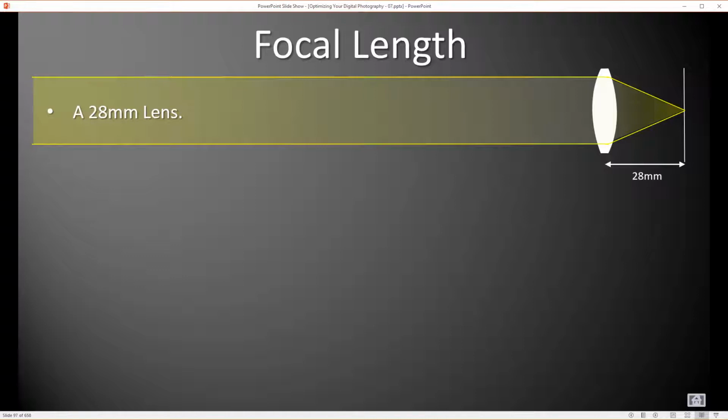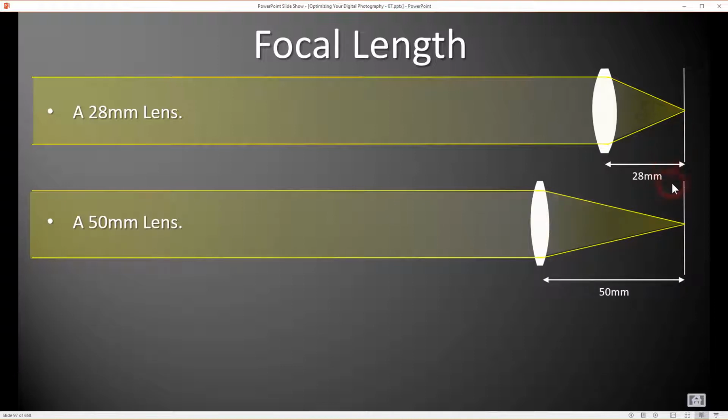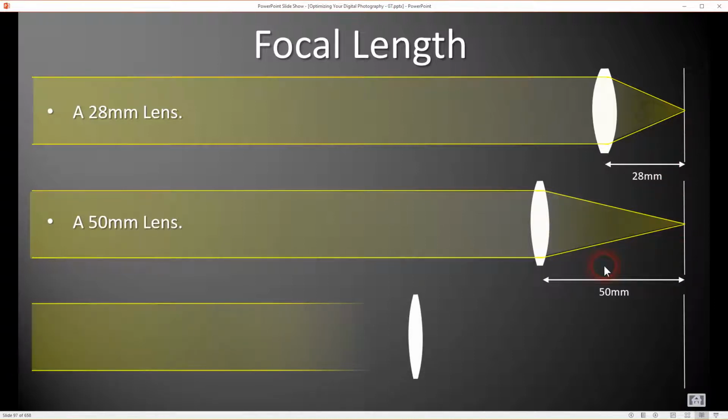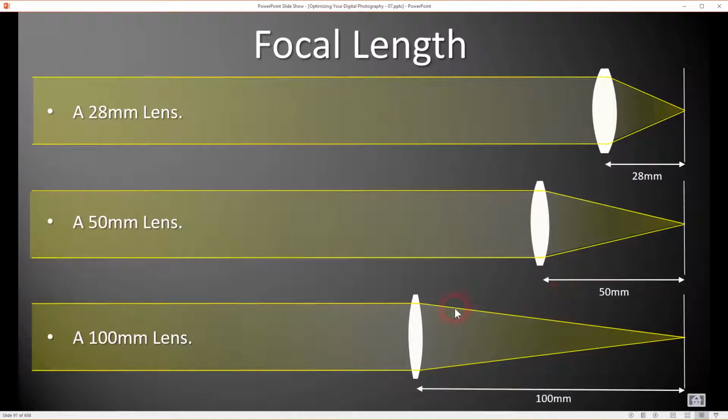Now, a 28mm lens is effectively 28mm from the sensor. A 50mm lens, 50mm. Okay, so you get the idea. 100mm, and generally with a simple lens, you'll find that the amount of barrel shaping determines the focal length of the lens. If it's more of a flat affair, you'll have a very long focal length lens. If you have a very bulbous kind of lens, it will focus very closely to itself. But these are for simple lenses, just for illustration purposes.